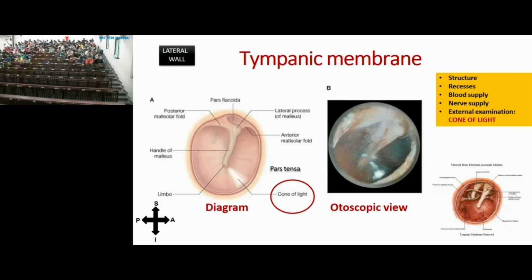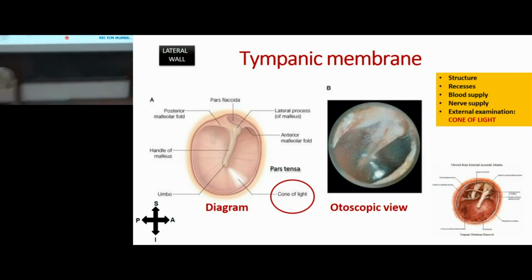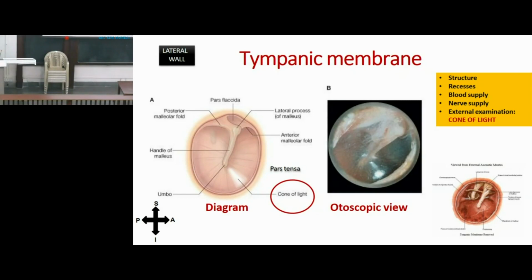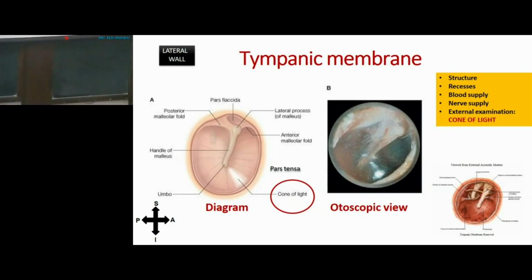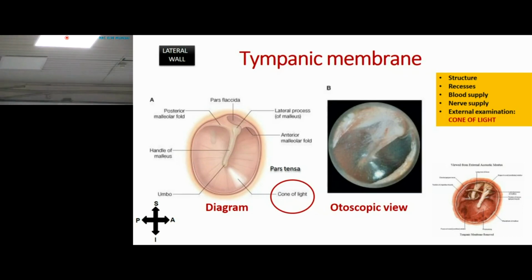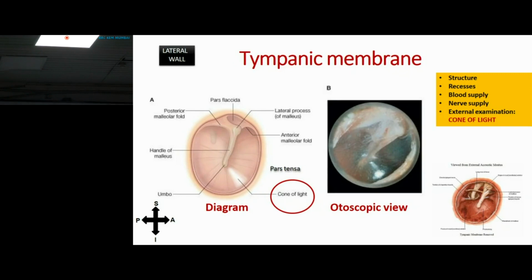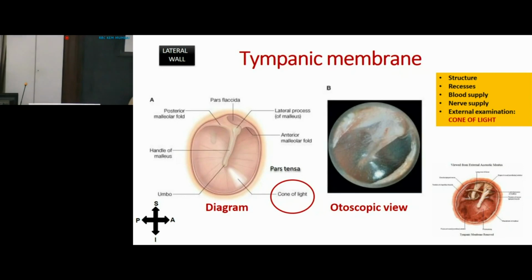Okay, so in the structure we have seen, there are recesses. Recesses means the space present inside the tympanic membrane because of the arrangement of different layers. We have seen the anterior malleolar fold and posterior malleolar fold. Recesses along the anterior malleolar fold are called the anterior recess. The one along the posterior malleolar fold is called the posterior recess, and the one above the lateral process of the malleus is called Prussak's space or recess. So there are 3 recesses related to the tympanic membrane.